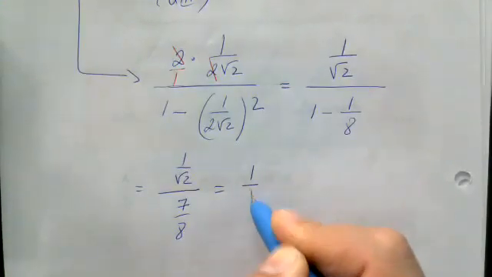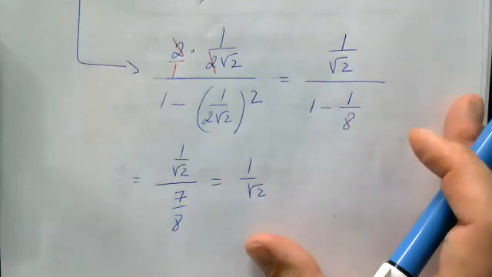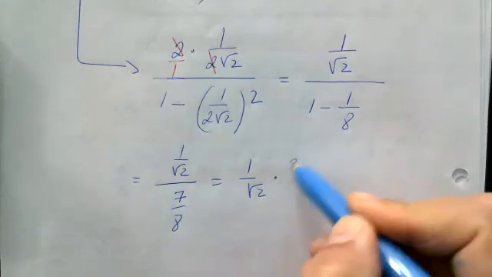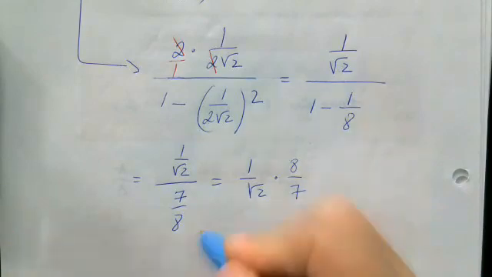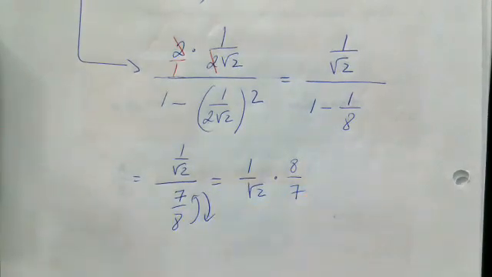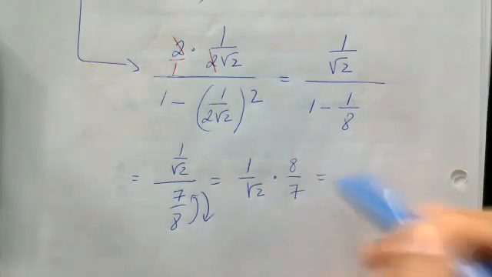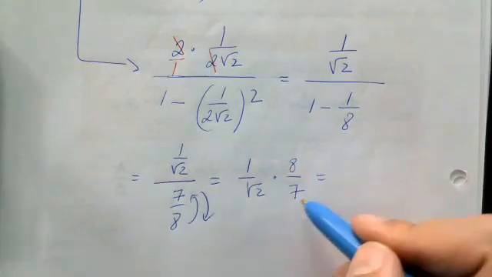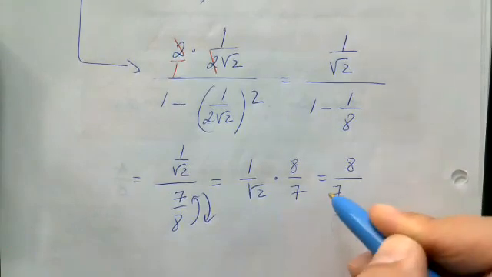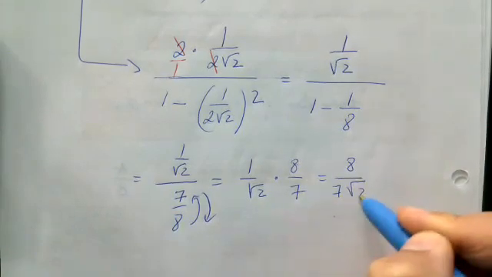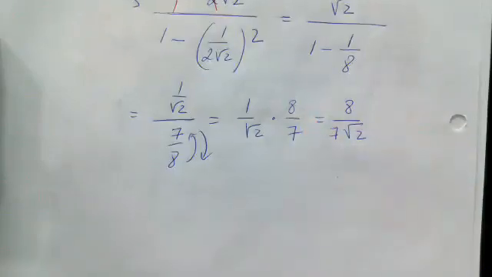Now we're going to apply what we know about division of fractions. We write the first fraction, 1 over square root of 2, and we times it by the reciprocal of the second one. So times it by 8 over 7. And we have nothing to cancel there. So 1 times 8 is 8. 7 times square root of 2 is 7 square root of 2. And here's your square root of 2 now in the denominator.